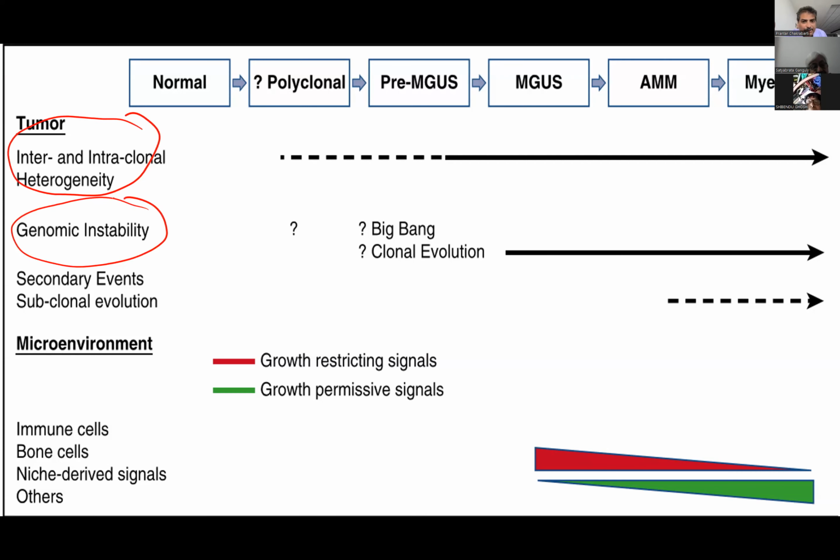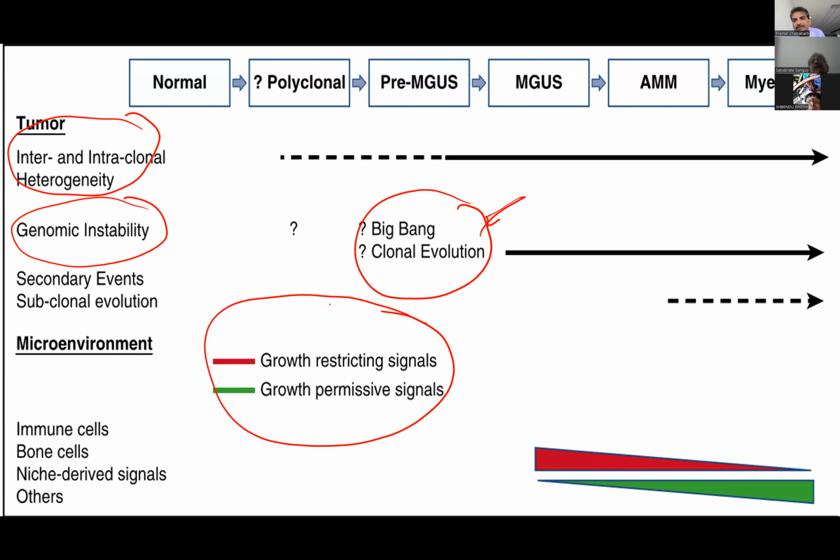There might be a primary mutation, then there is a big bang or a driver mutation. And the microenvironment, as I explained to you, like the politicians, provides growth restricting and growth permissive signals, which ultimately determine, because all MGUS do not turn into myeloma, 1% per year. But all myeloma must have gone through this phase, and we must have failed to diagnose it. In India, most of the patients present here to us, right?